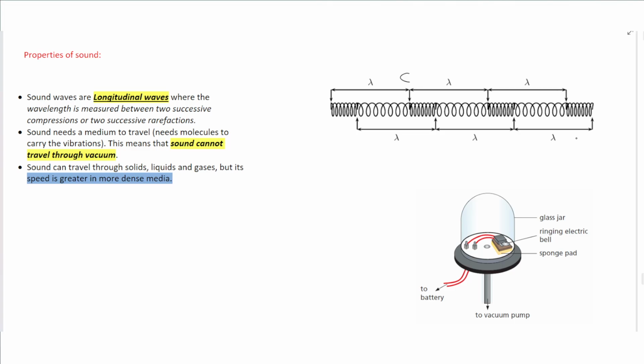Now we have the idea that sound needs particles to compress and move apart to create rarefaction. So if there is no particle in the region or no particles in the medium, then it cannot travel. So sound cannot travel through vacuum because it has no particles or no molecules. And sound actually travels faster in solids than in liquids, and it can travel faster in liquids than in gases. So going from gas to solid, the speed of sound increases.